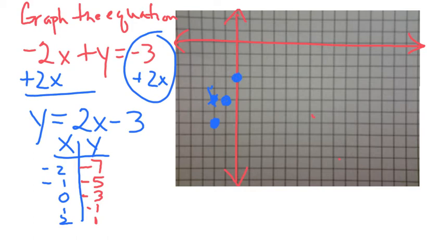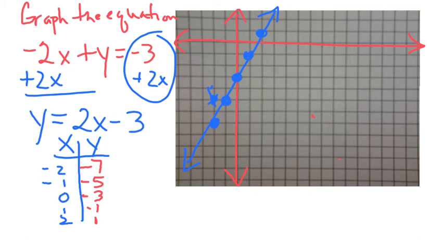Negative 1, and 2, 1. And when you get those graphed, they should line up to be a line. So the last step is to connect the dots of your line. Connect the dots of your line, and always put arrows at the end.